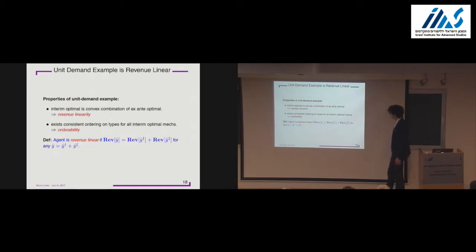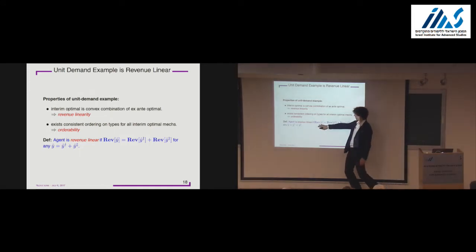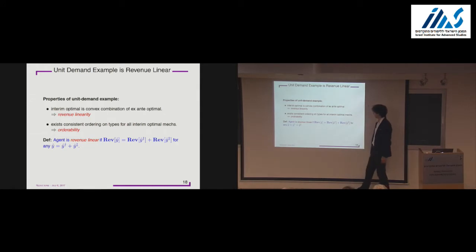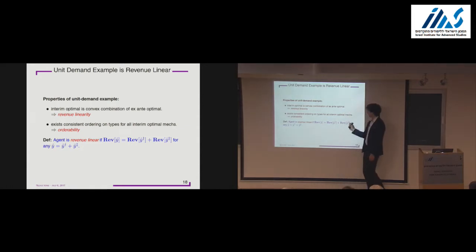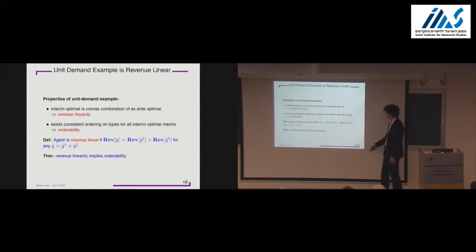The definition of revenue linearity is the following. The optimal revenue for allocation constraint y, where y is equal to the sum of two other allocation constraints, is just equal to the sum of the revenues for the other allocation constraints. So that's sort of linearity of revenue. Okay. Here's a cool theorem. This orderability is not a coincidence. In any setting that satisfies revenue linearity, you're going to get orderability for free.